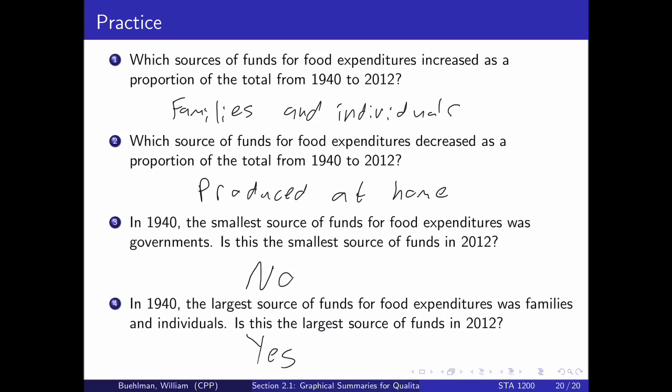Here are the answers. Which source of food expenditures increased as a proportion from 1940 to 2012? And that was families and individuals. Which ones decreased? Produced at home was larger and now it decreased. In 1940, the smallest source of funds for food expenditure was governments. Is that still the case? No, if we look now, the smallest source is produced at home. So the largest was in 1940, families and individuals. Is it still the largest? If we look, yes it is, because that bar is much larger than all the rest still.